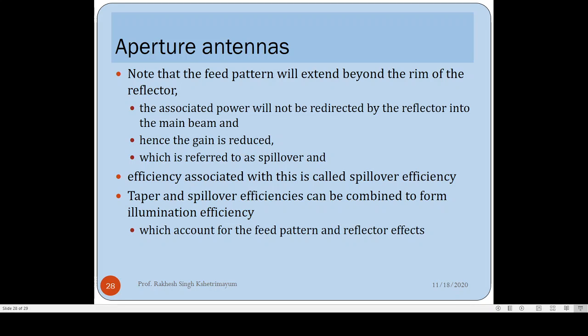You also have another efficiency due to the taper, cosine taper, or any kind of taper of the aperture field. This is called taper efficiency. When you multiply or combine this taper efficiency and spillover efficiency, what you have is called illumination efficiency, and it takes account of the feed pattern and reflector effects to a major extent. So these two efficiencies are the most important efficiencies for reflector antennas, and we'll calculate these in the next slide.